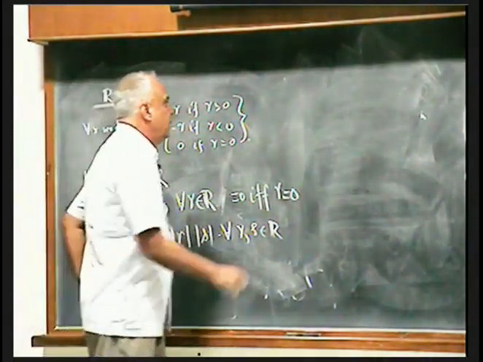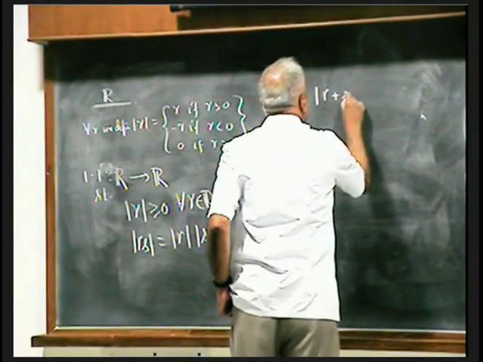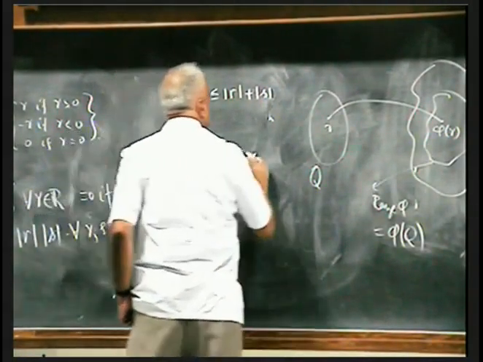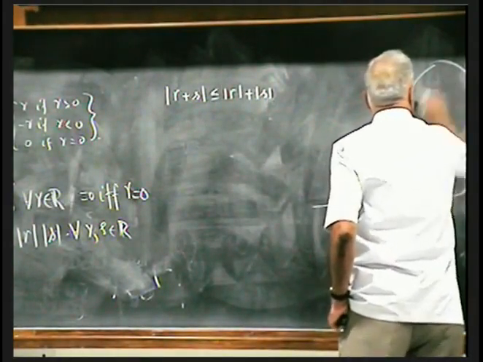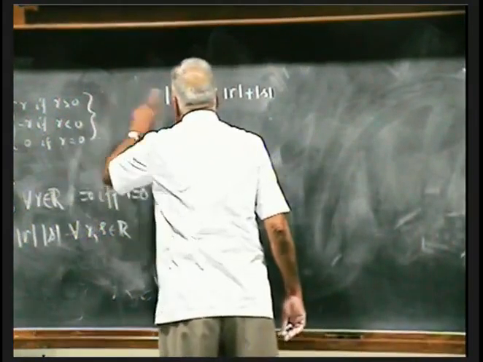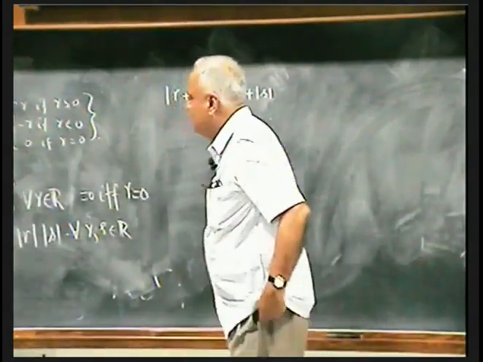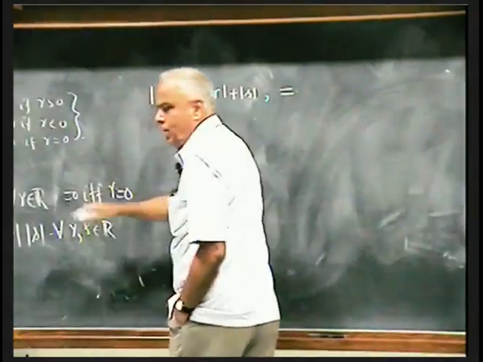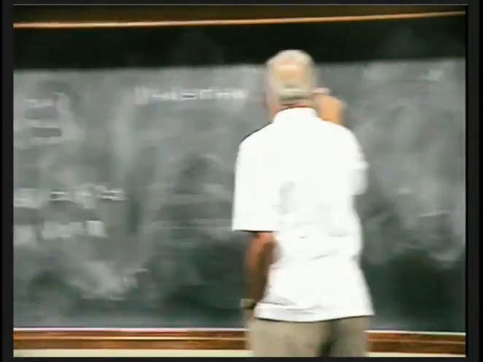And the most crucial thing is, try to prove this from the definition. Mod r plus s is less than or equal to mod r plus mod s. Either both are positive, or one of them is positive and one is negative, or both of them are negative. So all three cases you have to study, use this definition and see what happens. And whenever we write such a thing, we want to see when equality takes place. If and only if what?